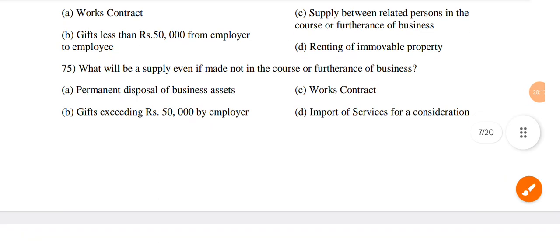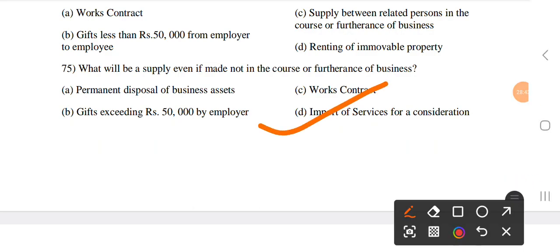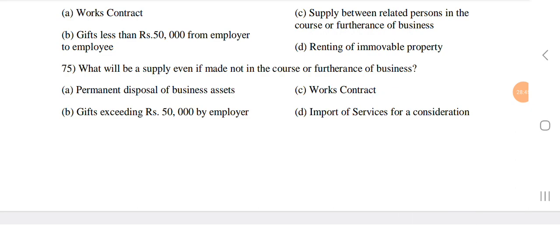Next question, what will be a supply even if made not in the course of furtherance of business? Option A, permanent disposal of business assets, B, gifts exceeding rupees 50,000 by employer, C, works contract and D, import of service for a consideration. And the correct option is D, import of services for a consideration.